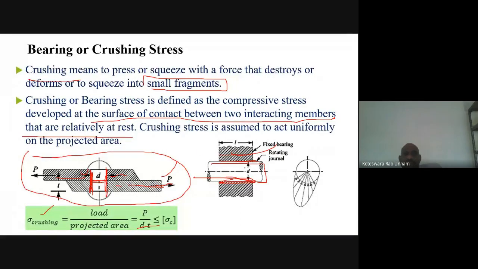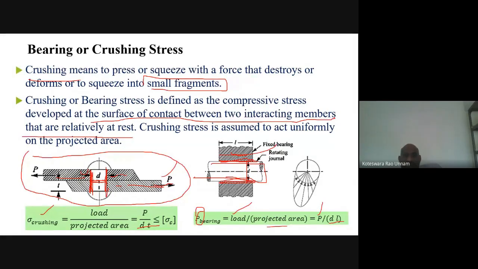Again here, we need to take this length multiplied by the diameter as the projected area, and whatever load it is subjected to, we will call that the applied load. That load divided by this projected area gives the expression for the bearing stress or crushing stress. Here it is not P, it should be sigma. Sigma bearing is nothing but load divided by the projected area. Load is P. Projected area is L into D.